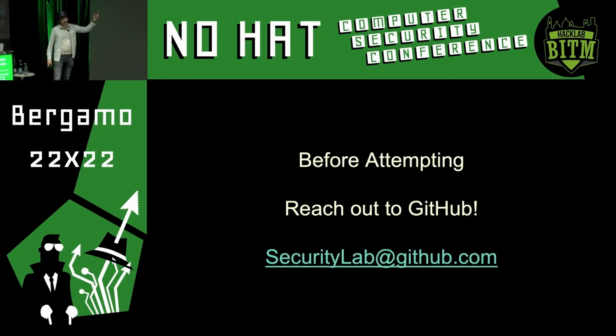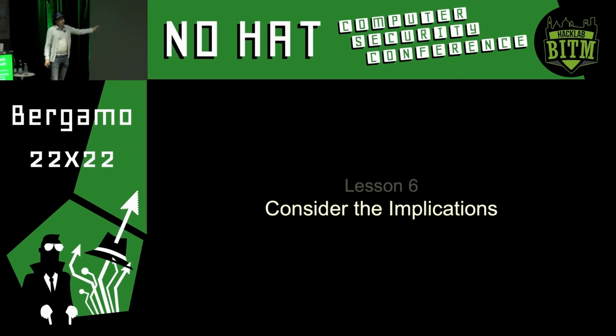I reached out to GitHub before I did this and let them know that I was doing this. This is the GitHub Security Lab email address. Reach out to them and let them know you're going to do this so you don't get banned. Also, so that they know what you're doing and can run air support for you. And then consider the implications.